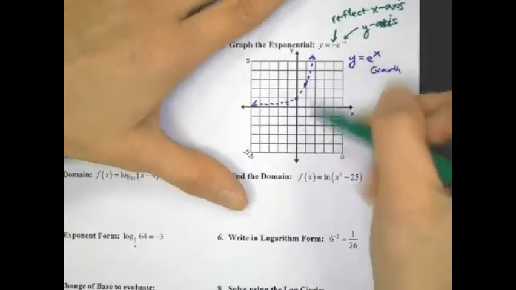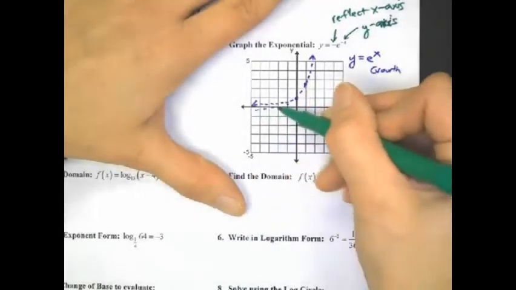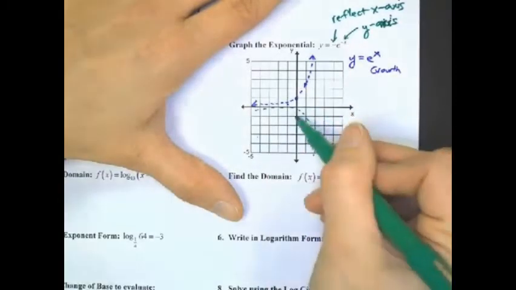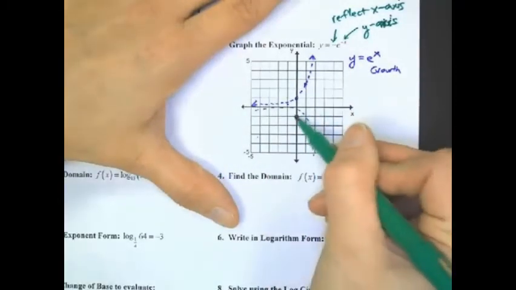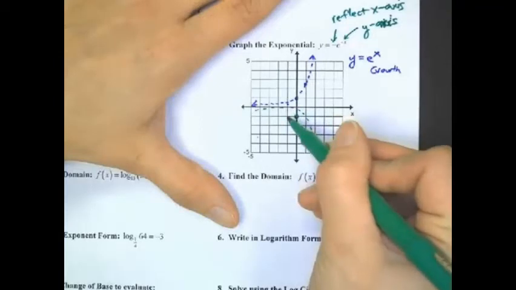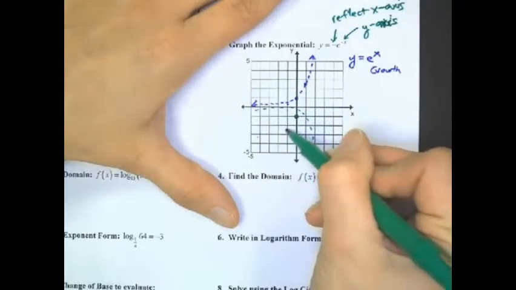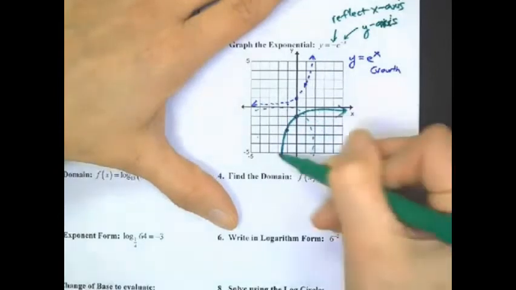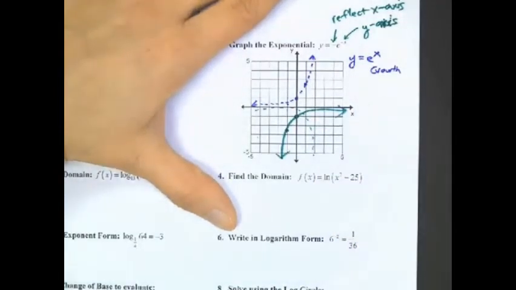If I reflect this down over the x-axis, it's going to go like this. Okay, and then if I reflect over y, it's going to go like this. -1 comma e, and it's going to be like this, asymptotic to the positive x-axis.